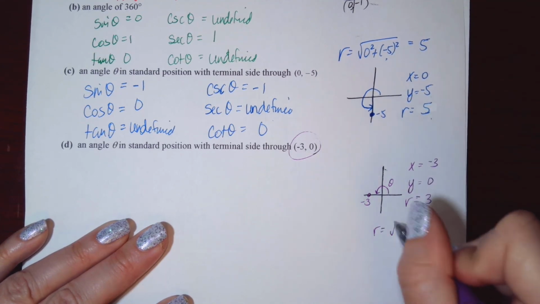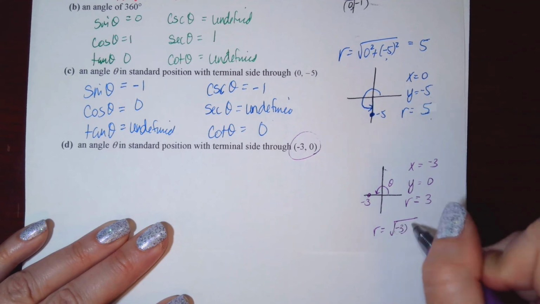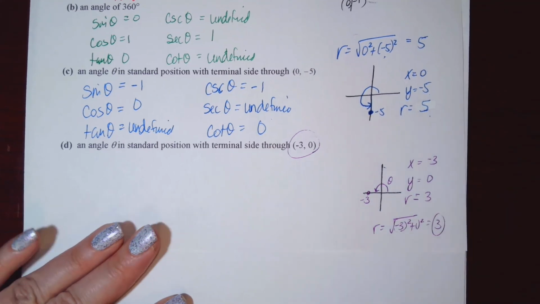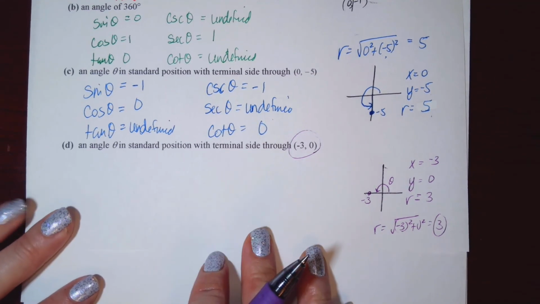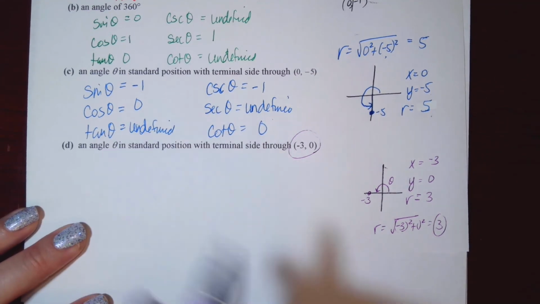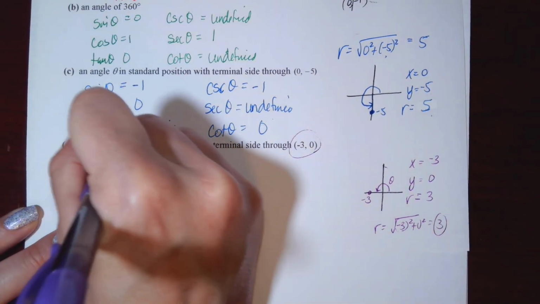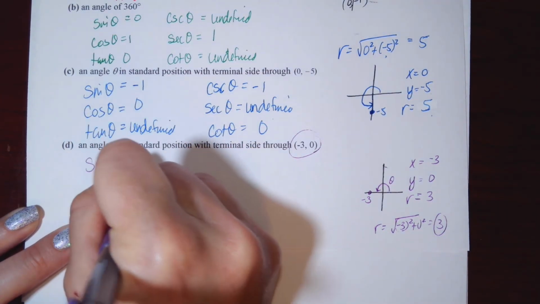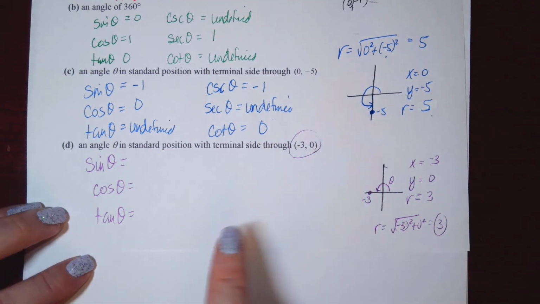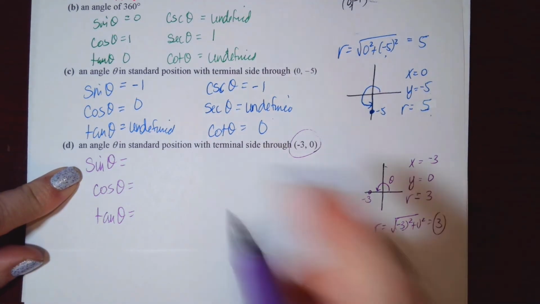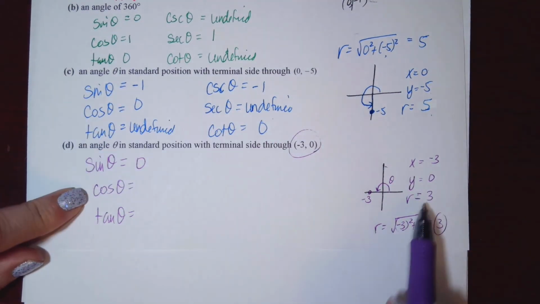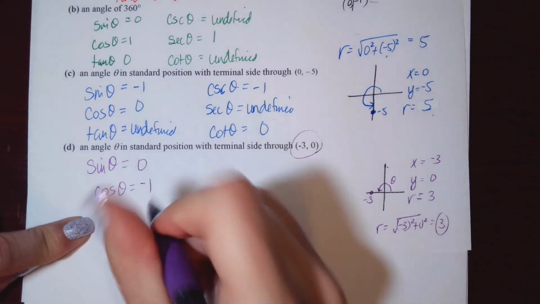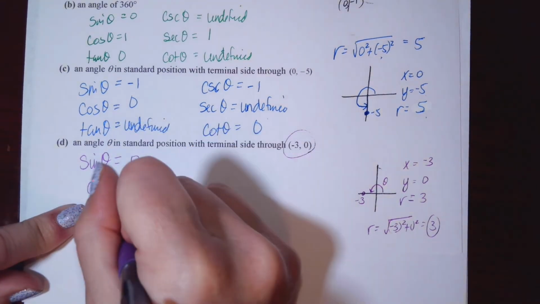Remember, if we do r, it's negative 3 squared plus 0 squared. Square root of 9 is 3. R is a positive 3. R is always going to be a positive value. Sine in this case is 0. Cosine, negative 3 over 3, is a negative 1. Tangent, y is in the numerator, so tangent is going to be 0.